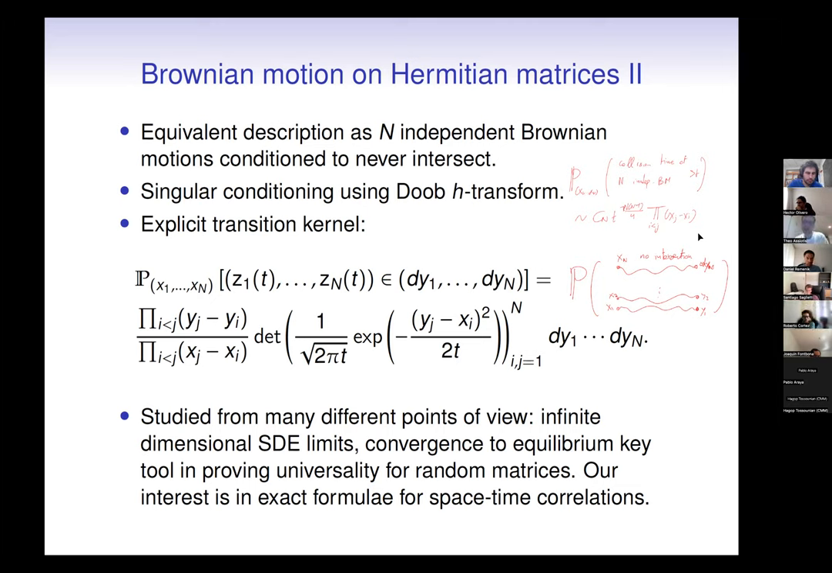I should maybe mention one more thing about this product: you can actually write it as a determinant. I should have written it, but I haven't. So this is the determinant of x_i to the power j minus i. The entries of the matrix of which you take the determinant are x_i^(j-i). If you compute that determinant, it's called the Vandermonde determinant, and then you get this formula. So that's the equivalent description.